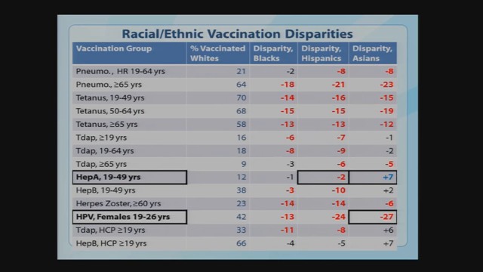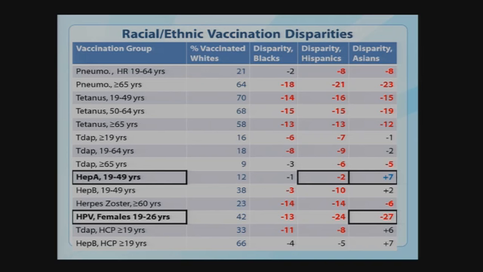This graphic summarizes all of the disparities that we're seeing in this analysis. It shows the vaccination groups for which we reported results by race, ethnicity, the vaccination coverage among non-Hispanic whites, and the difference in coverage for non-Hispanic blacks, Hispanics, and non-Hispanic Asians compared to whites. And all of the significant findings are in bolded red or blue.